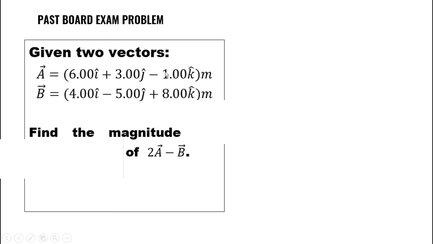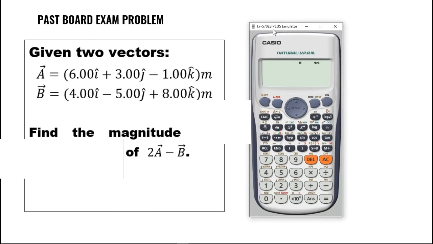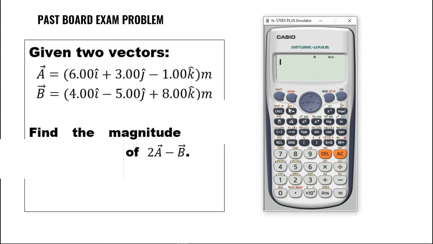So let's go to the calculator, guys. After you open your calculator, let's clear it first. So shift 9 clear. Then go to mode. So mode, guys. Then we have here vector. So number 8. Then input all the values.